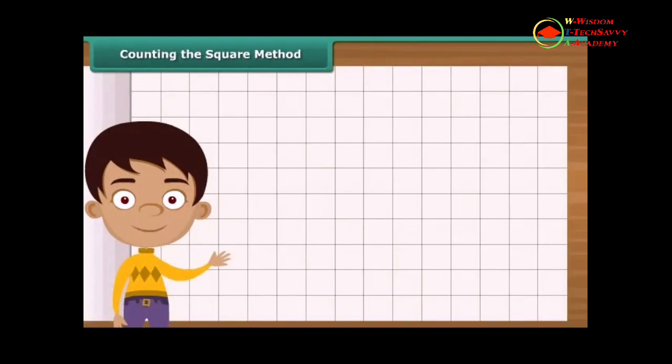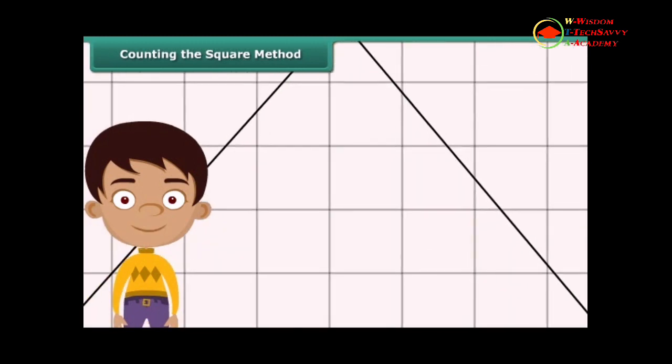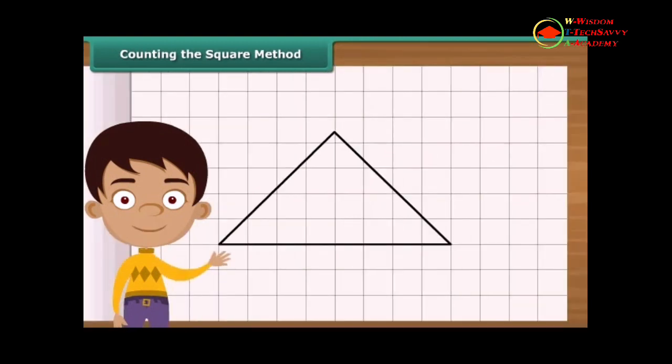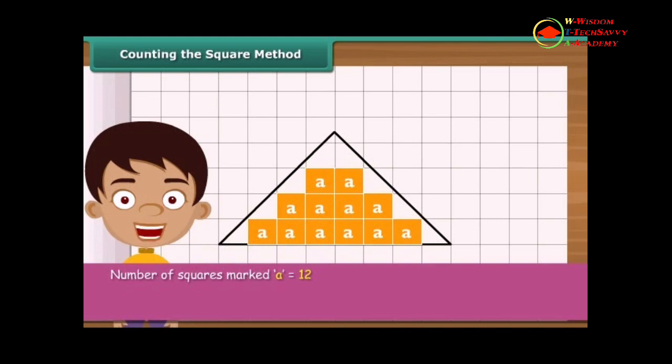Now let us calculate area with the help of a simple method. It is known as the counting the squares method. Draw the triangle on the squared paper. Each square has a side of 1 centimeter. First, count the complete squares enclosed by the triangle. Mark each of these squares as A. Then count the squares whose more than half part is enclosed by the triangle.